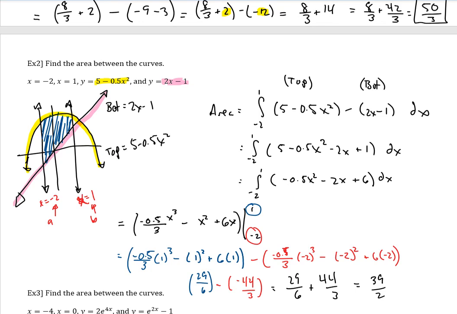And that's it. We got it. Okay, so on these problems, you've got our strategy: find the picture, and then top minus bottom in the form of an integral. Okay, so that's it. Let's put a pause.